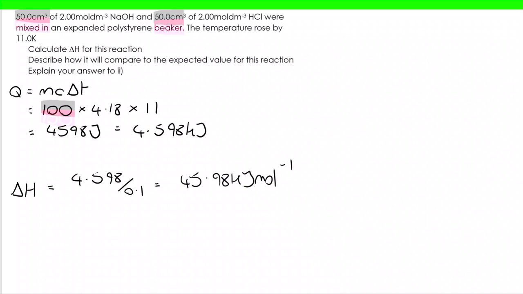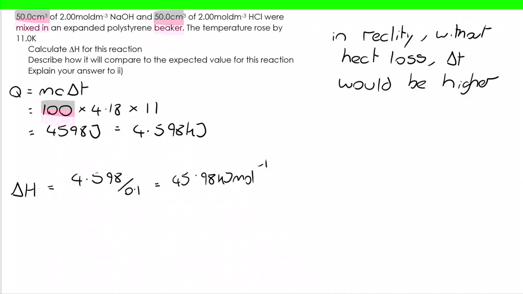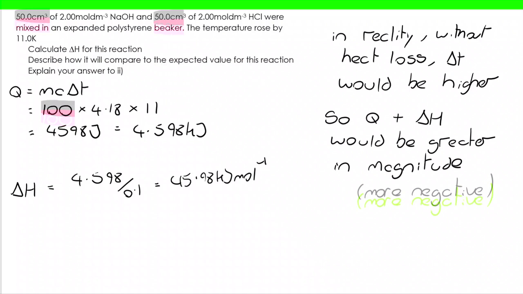And then we've got a similar question to what we've already seen previously. If I wanted to compare the actual value to the expected value, to the data book value, well, in reality, without heat loss, delta T would be higher. And if that's the case, that means that Q and therefore delta H would be greater in magnitude. And you can see here I've put more negative because once again we can consider that this is an exothermic reaction, so it would technically be a negative value.